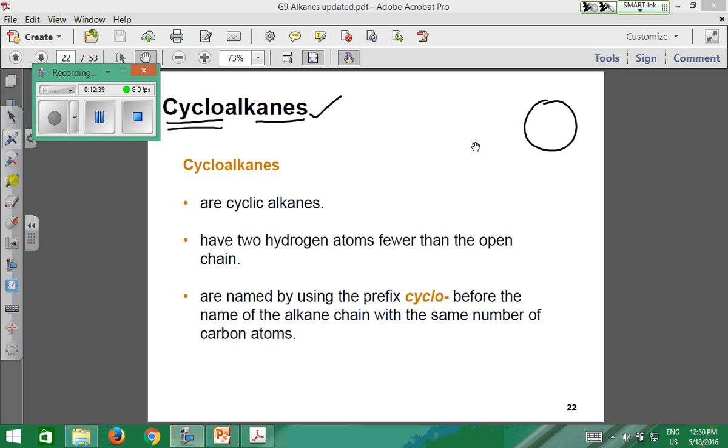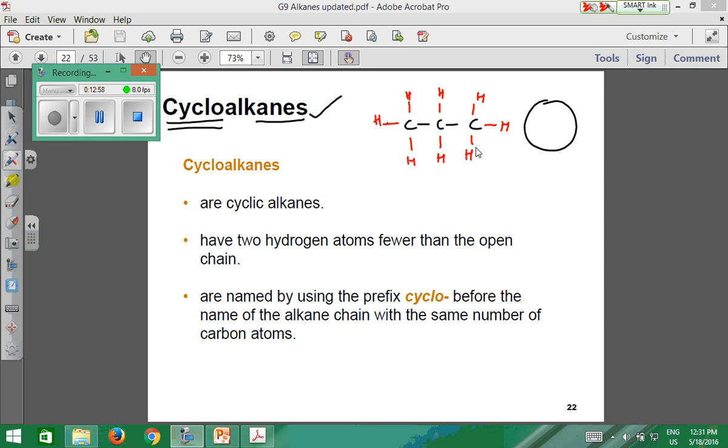For example, I want to draw propane. So generally, I will draw propane like this: 3 carbons here, and the rest all hydrogens with different bonds. Right, like this. This is called propane. This is propane.